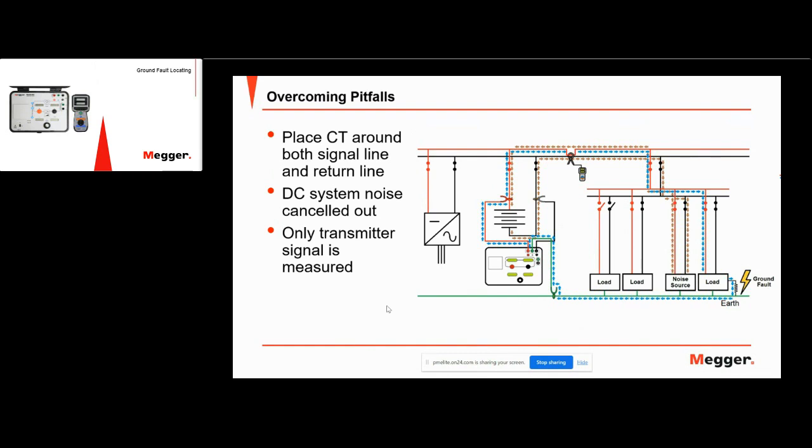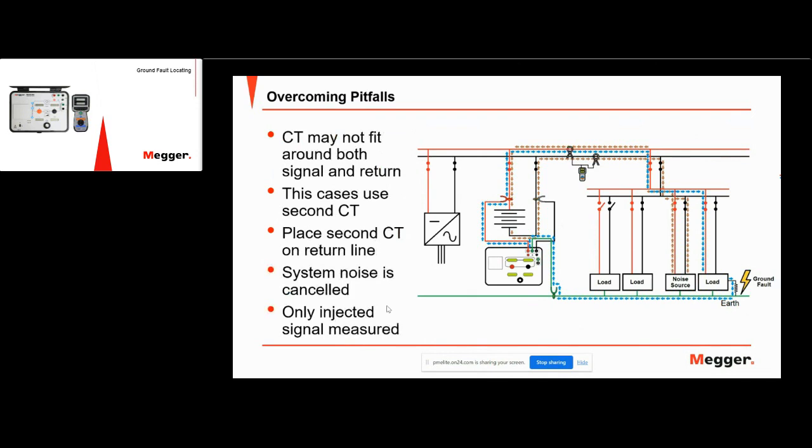Now, however, when you're at a panel, typically the lines are pretty close together, and this isn't difficult to do. Further down the system, this could be more tricky because you may not have a return line close to the line you're trying to measure. In these cases, you can actually use two current clamps. One current clamp put across the line you're measuring and another on the return. What this does is it takes the noise, and again, it cancels it out because the noise will be 180 degrees out of phase with each other. But the transmitter signal will stay constant.